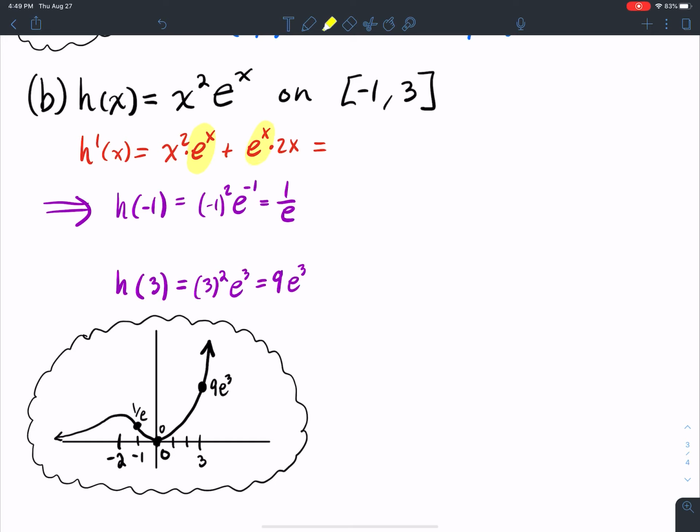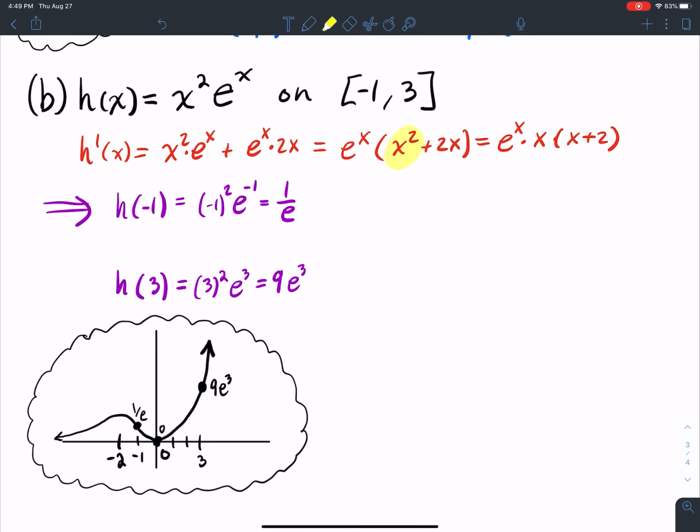Both of these have an e to the x in it, so I'm going to factor an e to the x out, so that leaves an x squared plus 2x inside here. I can simplify this even more. Both of these have an x, so I'm going to pull an x out of that. And then if I pull an x out, I have an x left. And I pull an x out of this, I just have a 2 left.